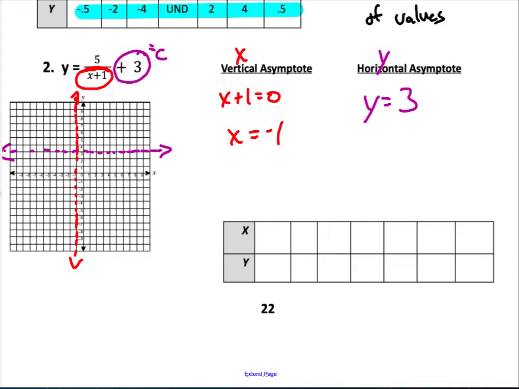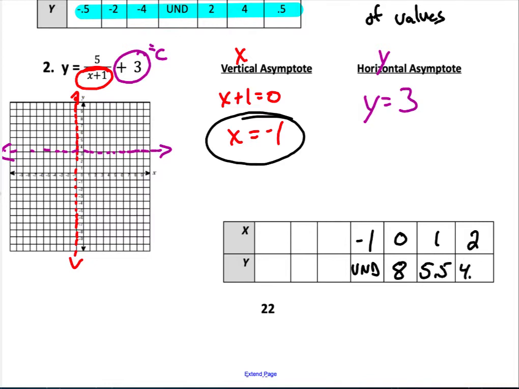Now I want to find some points to actually plot the graph and draw in what I'm going to have. So we're going to take that x value, and that's going to be the middle of my graph, my excluded value. And because it's excluded, meaning it can't go into the equation, my y value is going to be undefined, UND. Then I simply pull up my table of values, and I find 0, 1, and 2 as I count up. Well, that's going to give me 8, 5.5, and 4.66, or 4.67, 4 2/3. So I can plot those points. I go to 0 and 8, 1 and 5.5, 2 and 4.66. And then I just use that to guide me as I draw my curve.